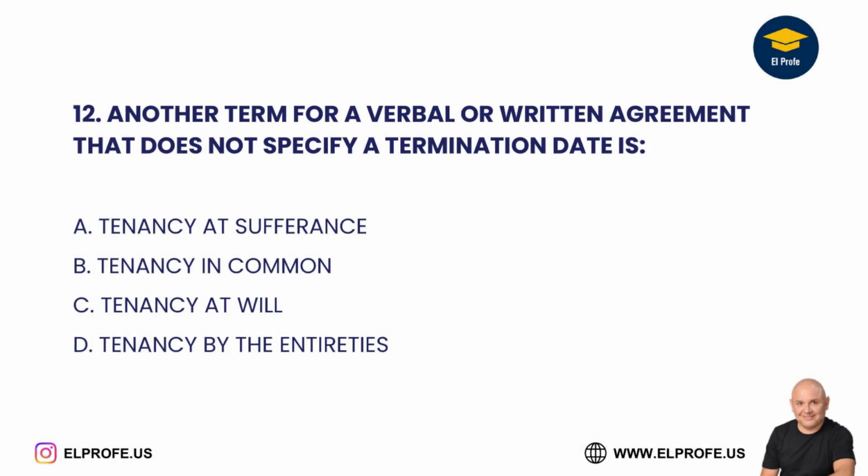Question 12. Another term for a verbal or written agreement that does not specify a termination date is, that's the key phrase here, no fixed termination date. When a lease doesn't provide a termination date, it's called a tenancy at will. And remember, the most important characteristic of a tenancy at will is that it has no predetermined end date.